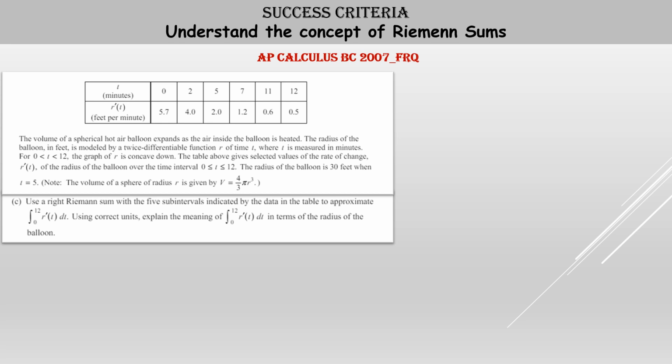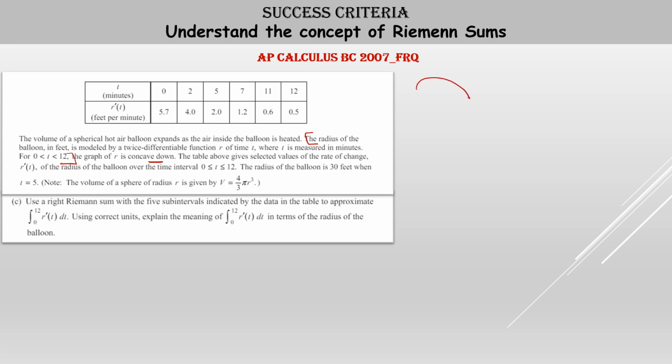So if you look here, they are saying that the volume of a spherical hot air balloon expands as the air inside the balloon is heated. The radius of the balloon in feet is modeled by the twice differentiable function r of t, where t is measured in minutes, for the time interval from 0 to 12. I have marked this because it is important for understanding the situation. The graph is concave down.